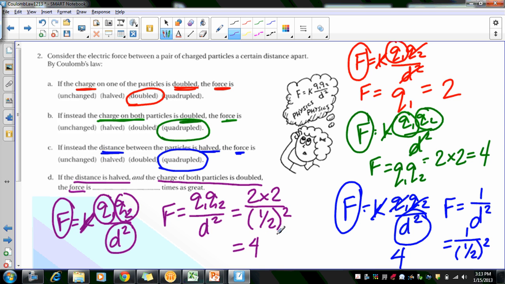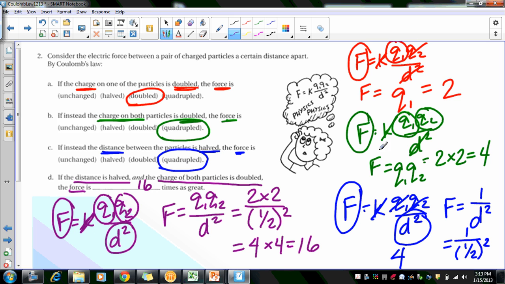And then 1/2 squared is another 4, which we found here. So it'll be 16 times as great. 1/2, 2 times 2 over 1/2 squared gives you 16. So there's your concept. How do these things change and what happens to the force?